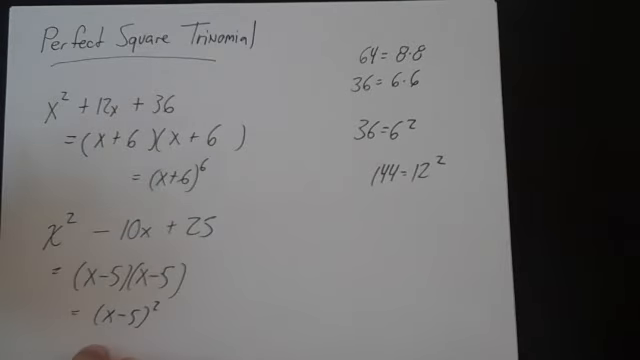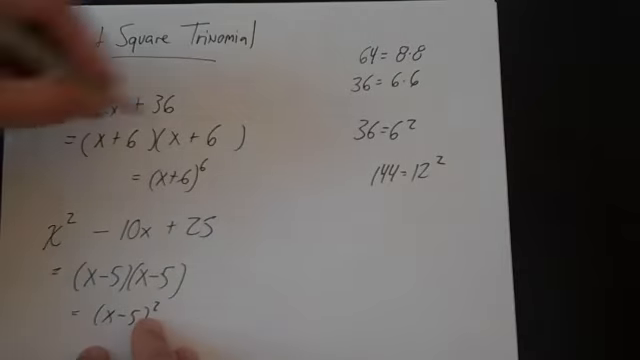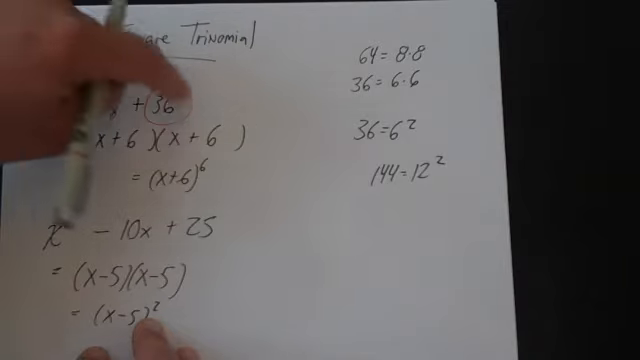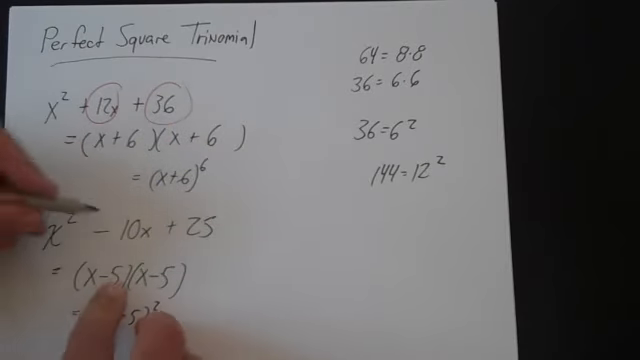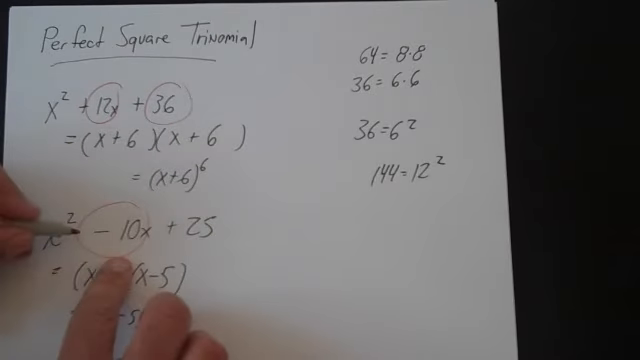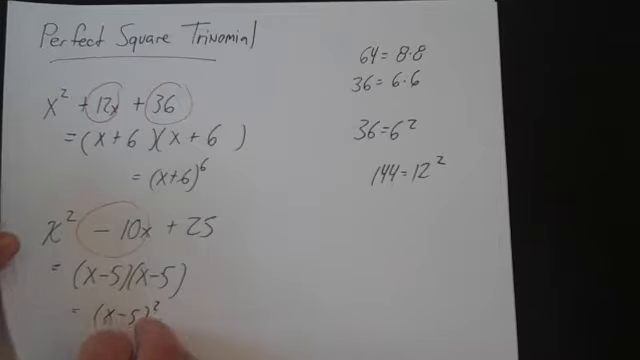So one thing you notice is there's a pattern here. Let's look at this number and this number, the c and the b. Let's look at b. b is 12. If you take 1/2 of b, you get 6. 1/2 of 12 is 6, and 6 times 6 is 36. Let's look at this one. 1/2 of minus 10 is minus 5, and minus 5 squared is 25. So that's always going to be the case in a perfect square trinomial.